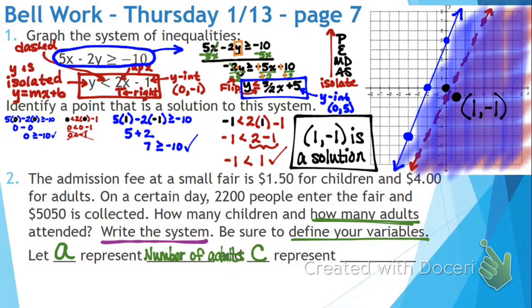And what are we going to let C mean then? Number of children. It's a how many question again. So number of children.